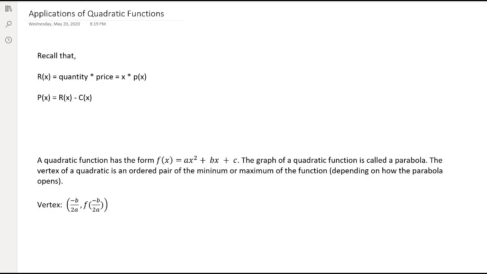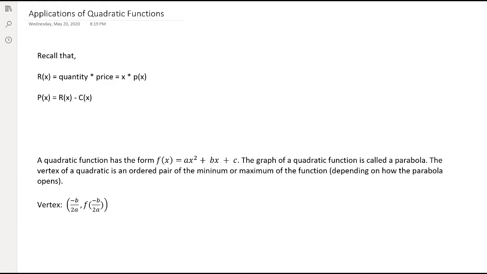Alrighty folks, in this video we're going to go over the applications of quadratic functions. Namely, I want to show you how to calculate the maximum revenue of a quadratic function, and I'm also going to show you how we determine the break-even point for a profit function.